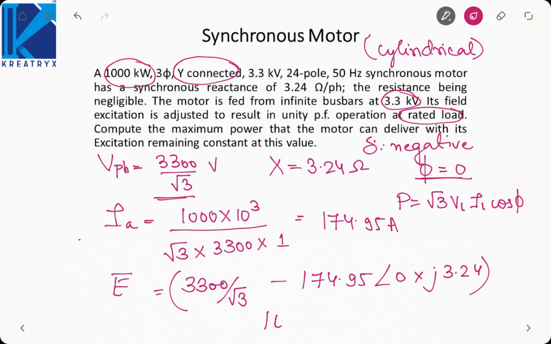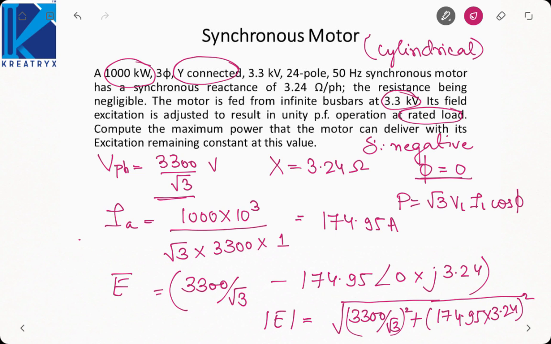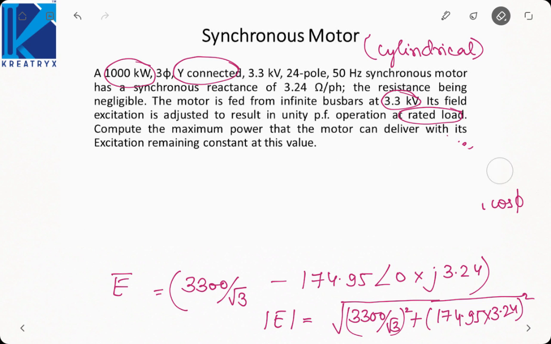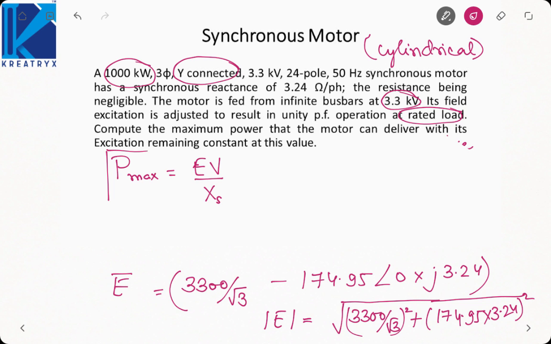So, you have to calculate its magnitude, which will be under root of (3300 by root 3) square plus (174.95 into 3.24) square. That way we can calculate the magnitude. Now I have already told you how to derive the maximum power output of a synchronous motor. P max is how much? It will be E V by XS, because here RA is 0.